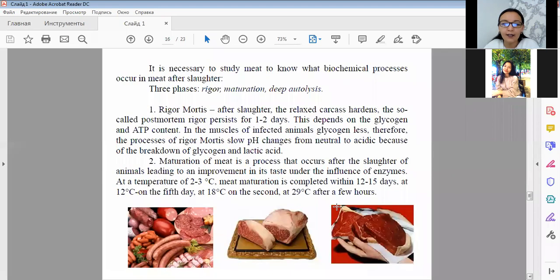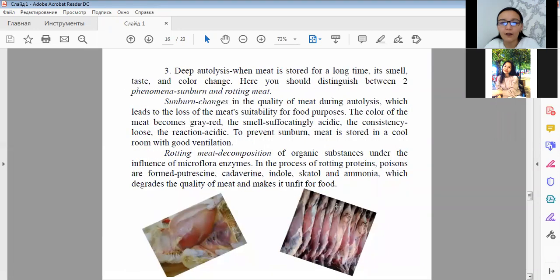And the next phase is deep afterwards. Active autolysis when meat is stored for a long time. Its smell, taste, and the color change. And here should be distinguished between two phenomena: sunburn and the rotting. Sunburn changes the quality of meat during autolysis, which leads to the loss of the meat's suitability for food purposes. The color of the meat becomes grayer, the smell suffocatingly acid, the consistency is loose, the reaction acidic.